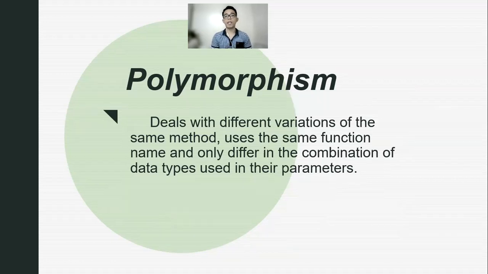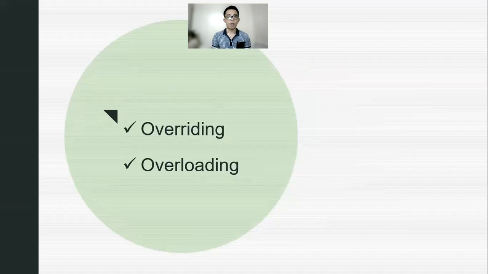uses the same function name, and only differ the combination of data types used in their parameters. Okay, so polymorphism. Okay, so there are two types of polymorphism, the overriding and the overloading. So overriding occurs during compile time and is the common structure of polymorphism, while overloading, on the other hand, occurs during runtime. Okay, so in this form of polymorphism, the functions are given different parameters but share the same function name. Okay, so that's the difference between overriding and overloading.